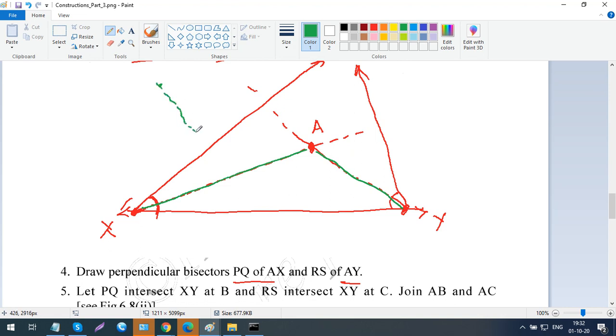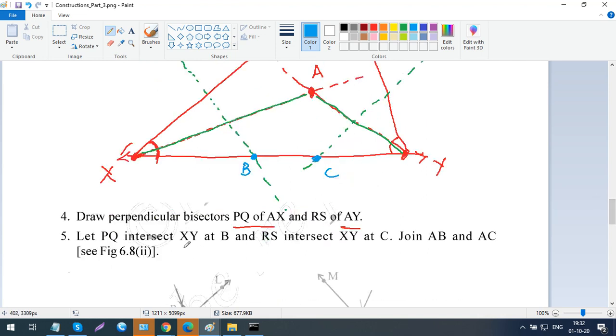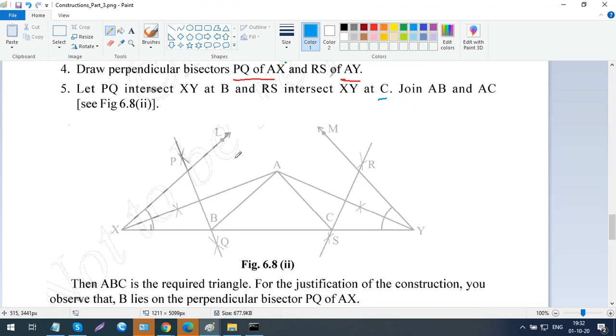In the last week I had explained it, right? So this will be your perpendicular bisector over here, and for this, this will be the perpendicular bisector, something like this. Okay, so now the point where it's intersecting this line, you name it as B and C. They are saying let PQ intersect XY at B and RS intersect XY at C. Now join AB and AC. So A, B, C is your required triangle. Got it? Understood? So that's it.